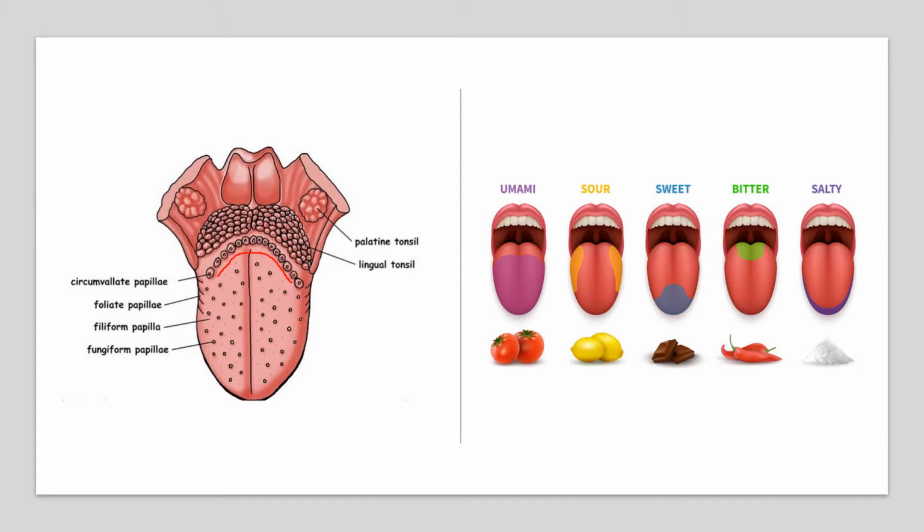So, the image on the right shows which part of the tongue decodes the specific taste. Okay, so for the umami, majority of the tongue. For the sour, most likely the sides of your tongue. For the sweet, the tip. For the bitter, the back part. And then for the salty, the tip border of your tongue. Okay.